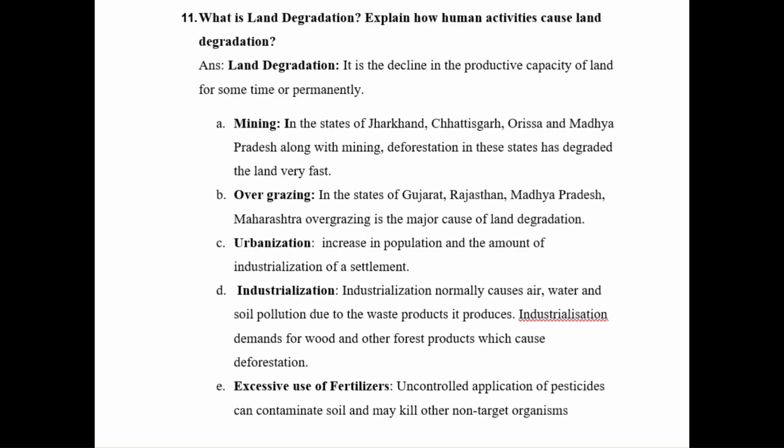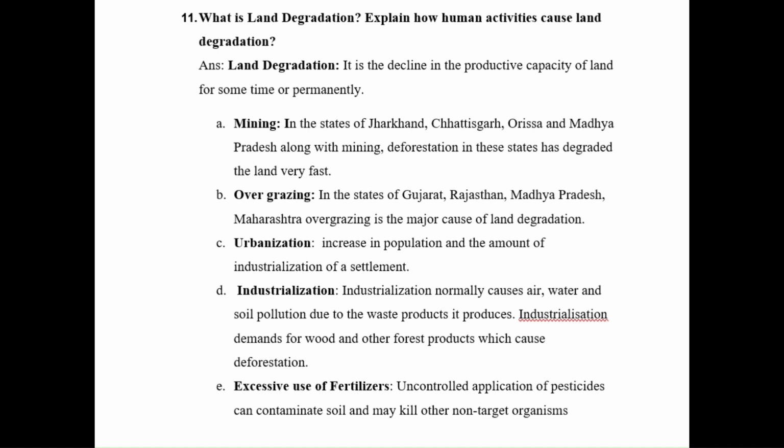5. Net sown area. Area which is sown at least once in a year is called net sown area. 6. Gross cropped area. Area sown more than once in an agricultural year plus net sown area is known as gross cropped area.